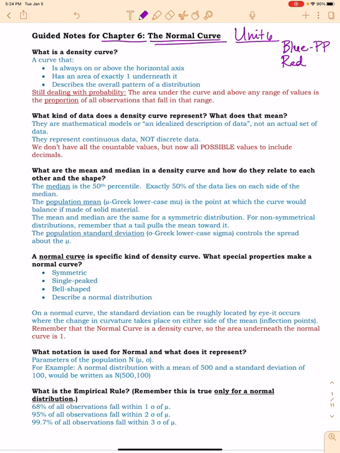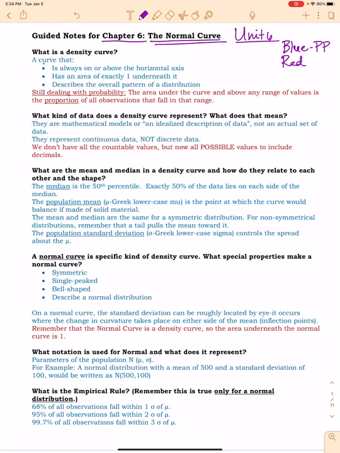So the first thing we need to talk about and understand for the normal curve is the fact that it is a density curve. So we've got lots of density curves, but we are going to hone in and just talk about the fact that the normal curve is a density curve for now. All right, so what makes it a density curve?